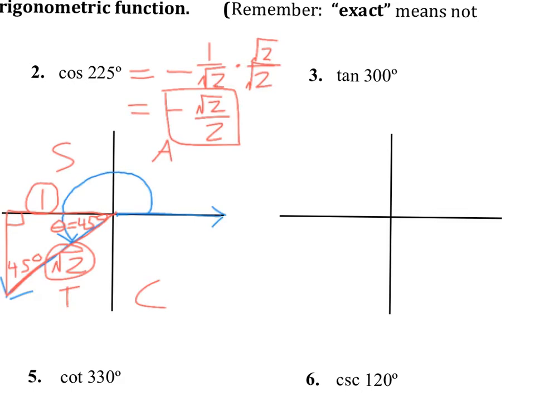Alright, let's start number 3 by sketching the initial side. And we rotate counterclockwise, 90, 180, 270, so 30 more. Okay, use the terminal side and the x-axis to draw the triangle, then close your triangle. Alright, so this was 30. Remember, I went 270 and then 30 more.